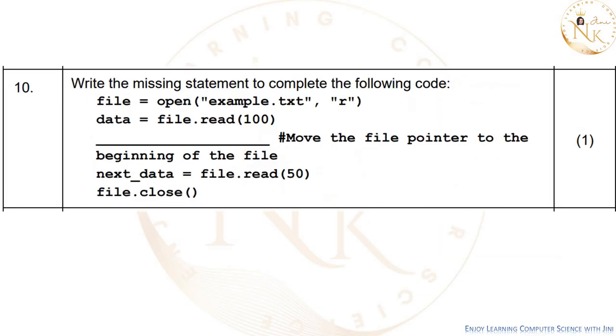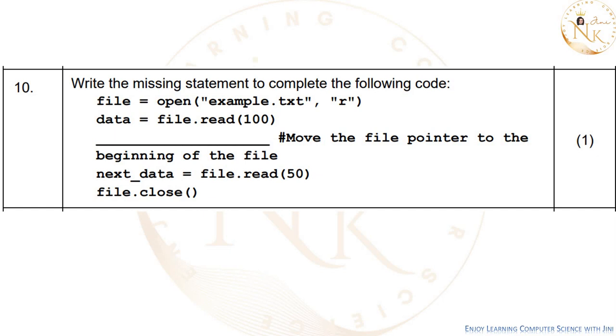Okay. Question number 10. Write the missing statement to complete the following code. file is equal to open example.txt, r. So we are opening a text file in read mode. data is equal to file.read of 100. Now fill in the blank. The explanation is given: move the file pointer to the beginning of the file.